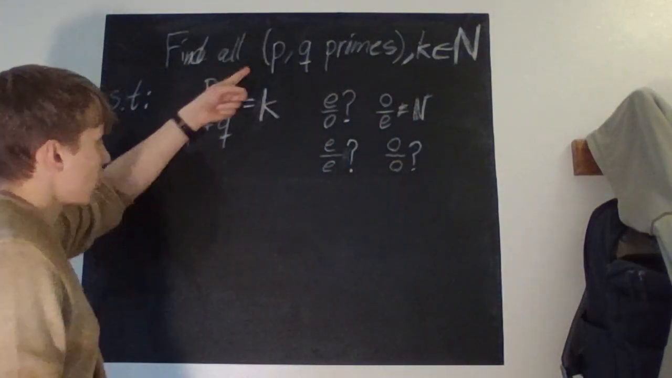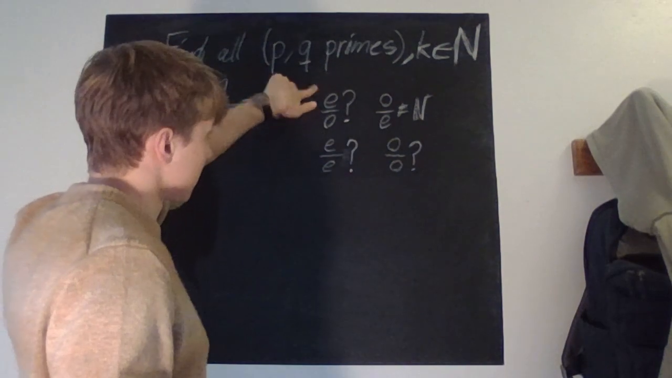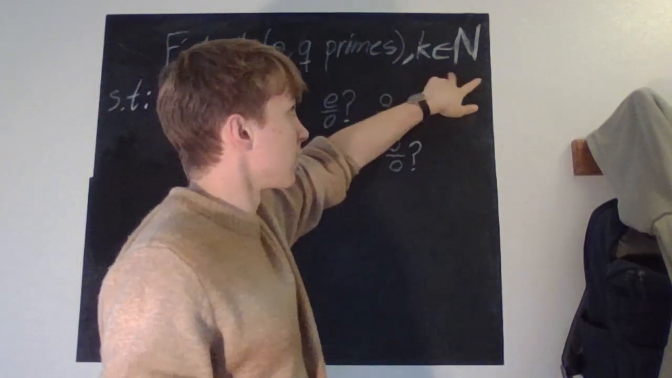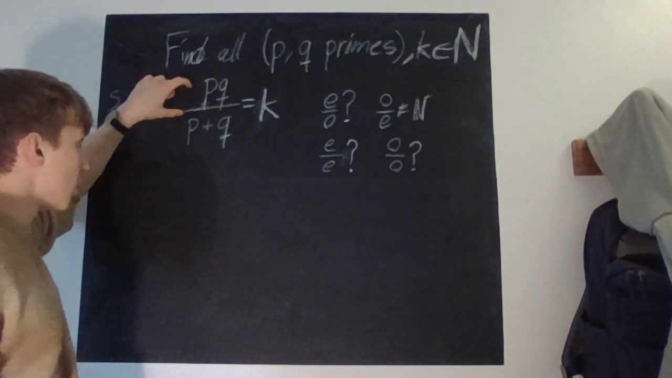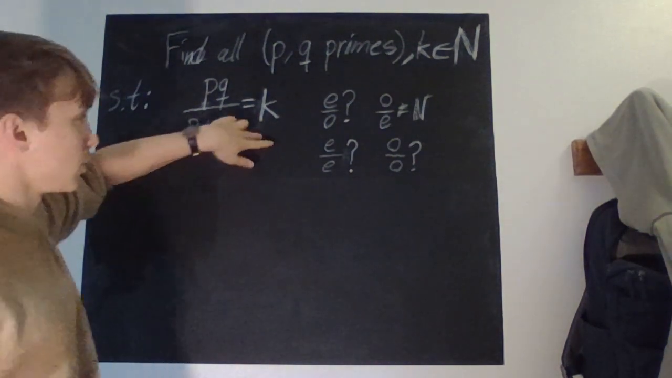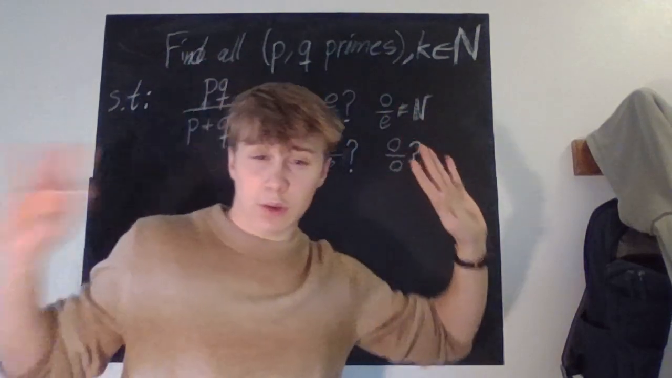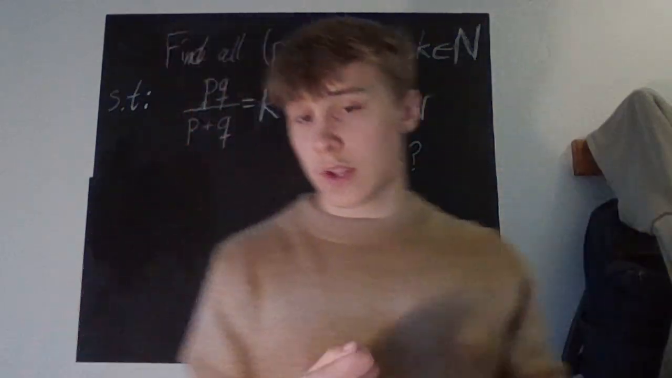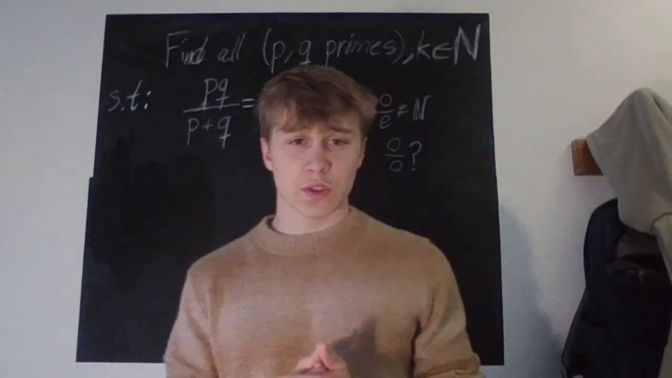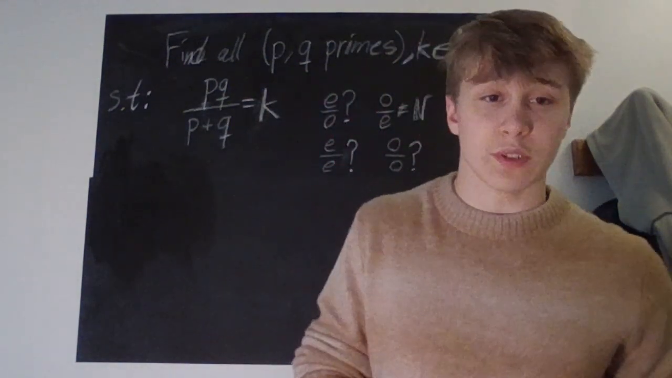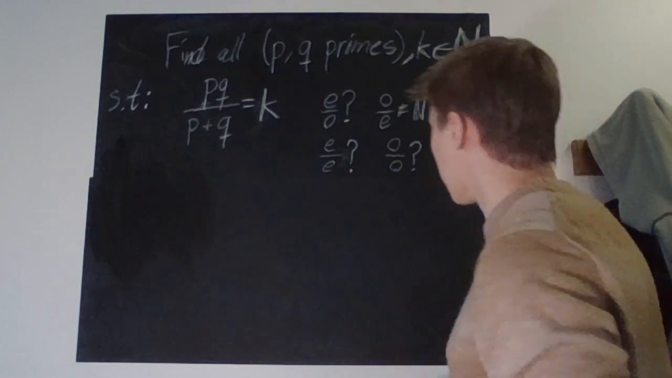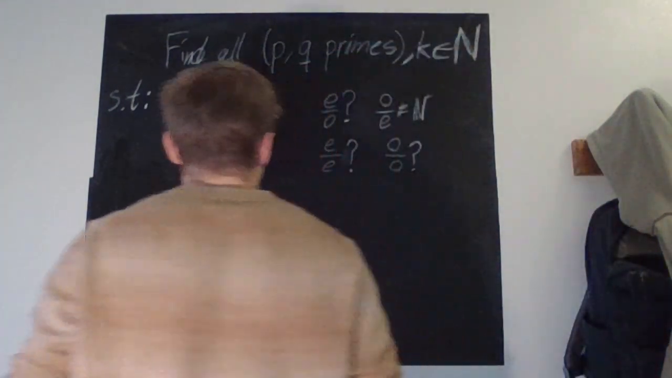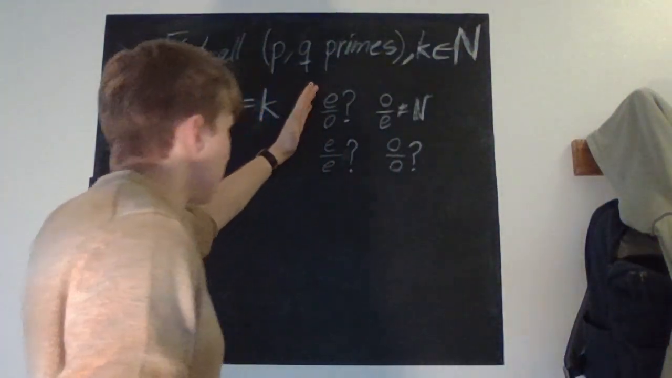So, find all primes p and q and positive integers k such that pq over p plus q is equal to k. So, how do we do this? Okay, so basically we start just thinking about whether p and q are even or not. So we have this nice little table here.